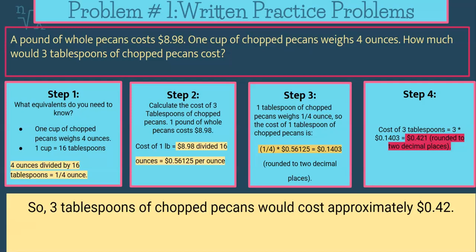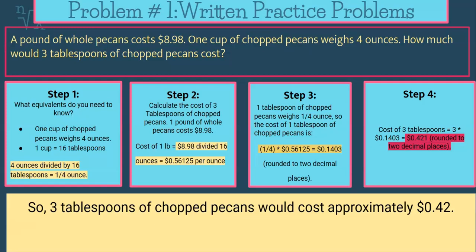Okay? So step 2, you're going to calculate the cost of 3 tablespoons of chopped pecans. 1 pound of whole pecans is $8.98. So you take your purchase price for 1 pound and divide by 16 ounces. And so 1 ounce of pecans is going to cost us 0.56125. You could round that up or leave it as is. It's not just 56 cents, it would be at least 57 cents when costing, but we left it as is.